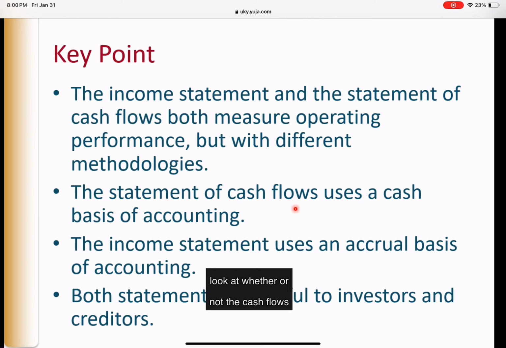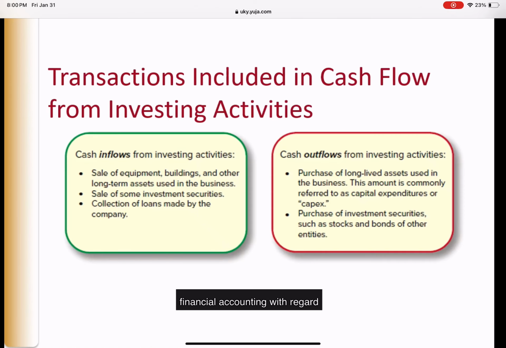And that's why I always look at whether or not the cash flows are fairly close to net income, and if they're higher, I'm all the more happier. That tells me I have some trust in their income statement. So both of those statements are very useful to users out there. And you'll see how these statements have an impact when we look at that third chapter on financial accounting.